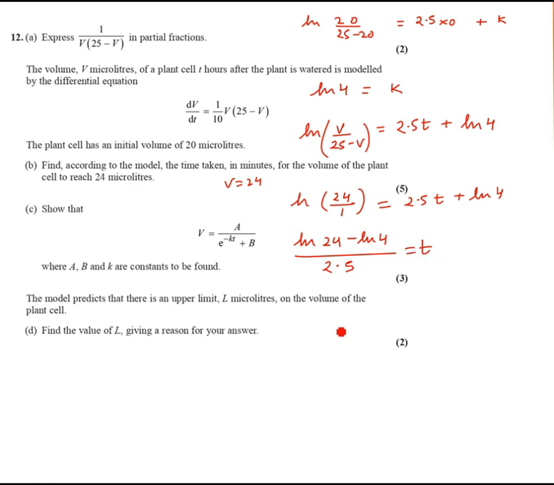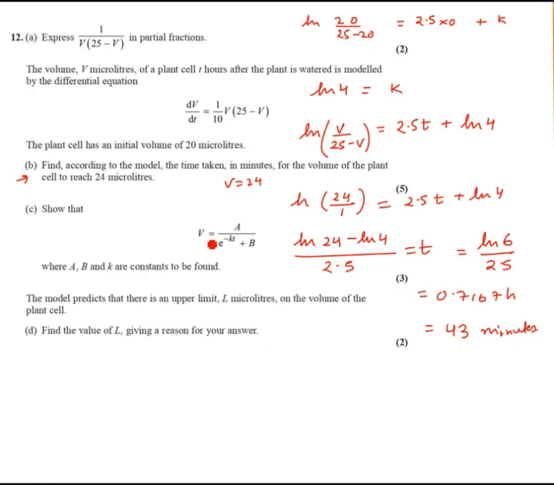So ln 24 minus ln 4 becomes ln(24 divided by 4), which is ln 6, over 2.5. So that will be the value of t. So ln 6 divided by 2.5 gave me 0.7167 hours. If I times this by 60, that gave me 43.0022. So let's say 43 minutes. So that will be the answer to part B.